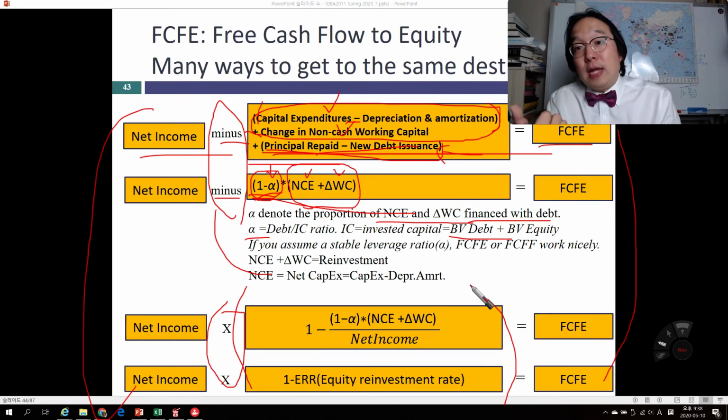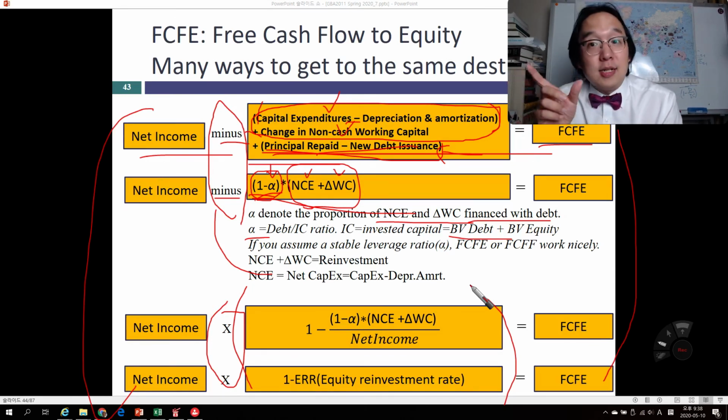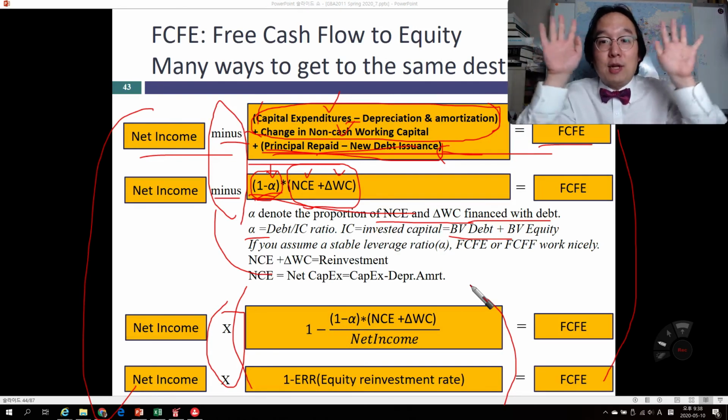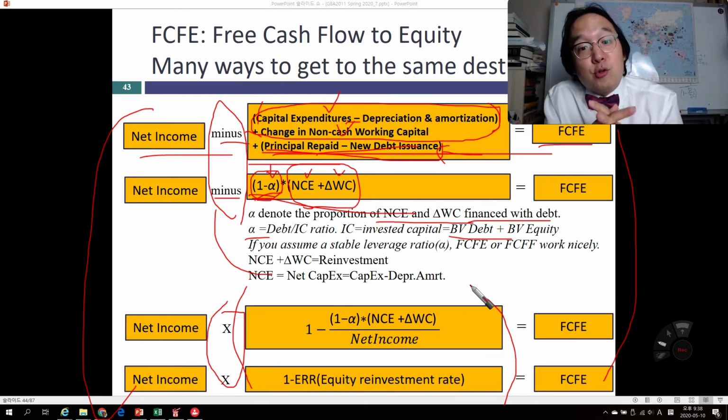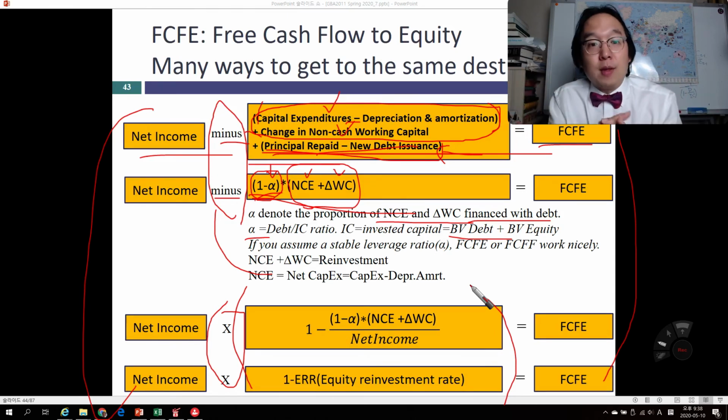And book value of equity, this is the usual book value of equity, the total amount. Nice and easy accounting number. This is the only time that I praise accounting. Nice accounting number. Good. If you assume a stable leverage ratio of alpha, FCFE or FCFF would work nicely as your valuation measure. We're going to get to that idea later on. Now, NCE plus change in working capital, we call it reinvestment. And then NCE, I told you before, right?